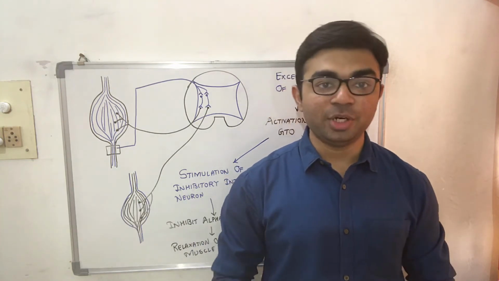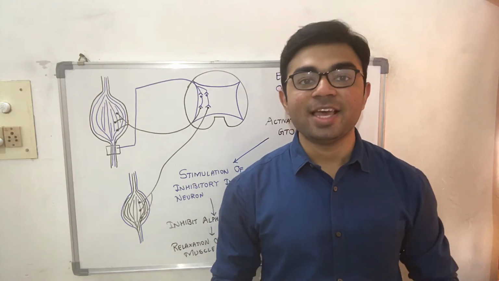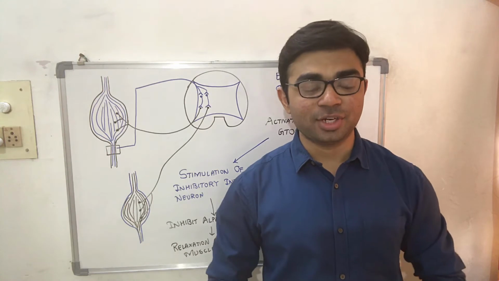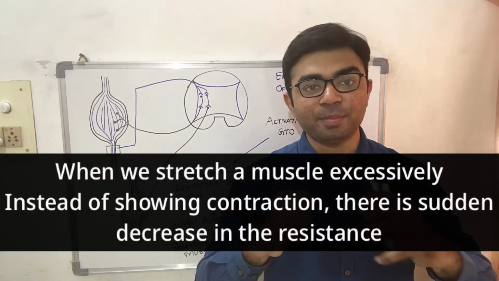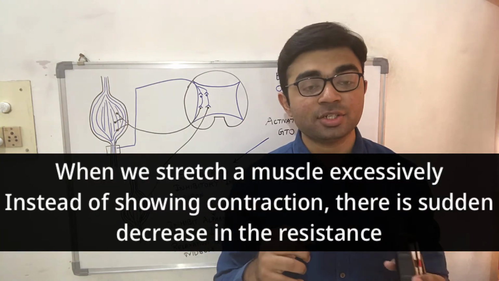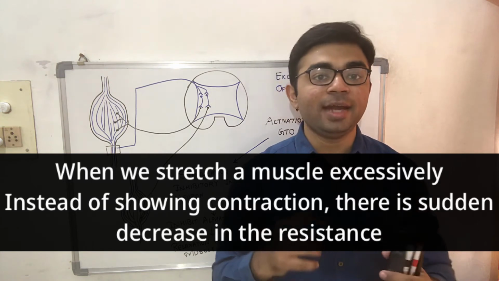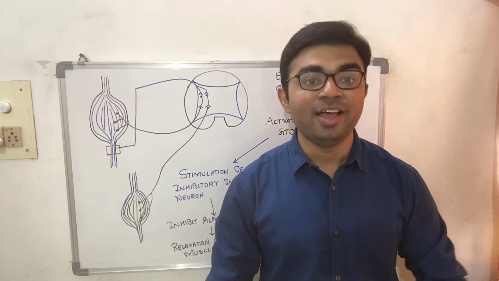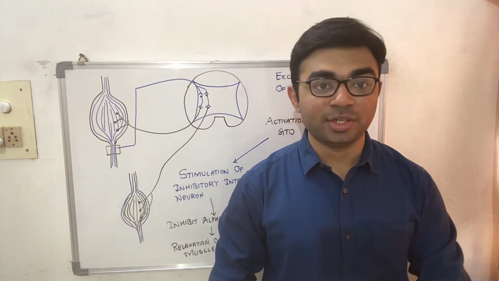In my previous video, I explained about the stretch reflex. Now let us focus on the inverse stretch reflex. So what is the inverse stretch reflex? When we stretch a muscle excessively, instead of contraction, we get a sudden decrease in the resistance due to relaxation of the same muscle. This is known as the inverse stretch reflex.